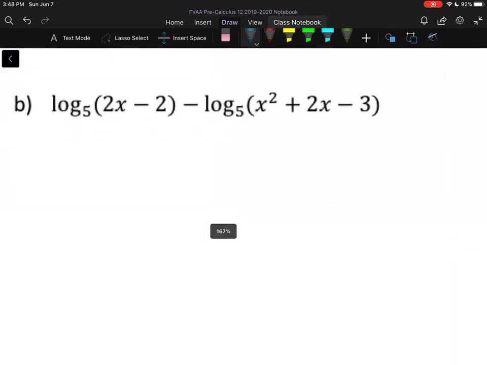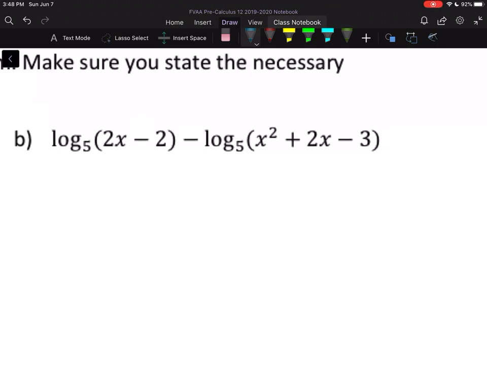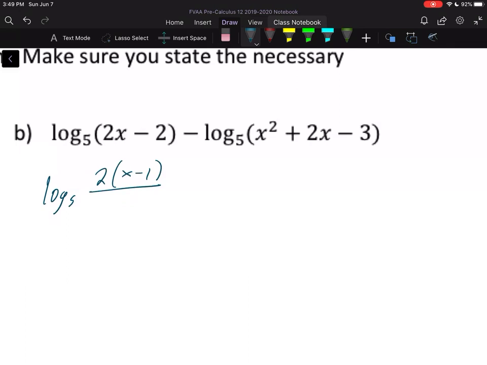Okay, let's try this one likewise here. So minus that. So also here you're going to want to factor these because we're going to be setting up a rational expression within our log bracket to simplify, right? So this is going to give me on the numerator log 5 to the 2 bracket x minus 1, right? That's the factored form of 2x minus 2. And then here, this factors out to x plus 3, x minus 1. So this would be over x plus 3 and then x minus 1.